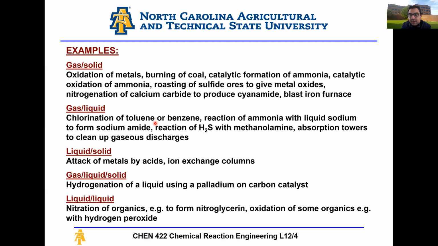The way you oxidize metals is you basically bubble oxygen in a molten metal, or in this case we're just talking about gas-solids. So you can have aluminum. If you polish it, after a while it changes color because oxygen is reacting on the metal surface. Burning of coal, a very obvious one, or burning of wood even, catalytic formation of ammonia. If you make ammonia through the Haber process, I get nitrogen, I get hydrogen, I use a catalyst to make ammonia. Oxidation of ammonia, roasting of sulfide ores to give metal oxides. So there are a lot of examples.